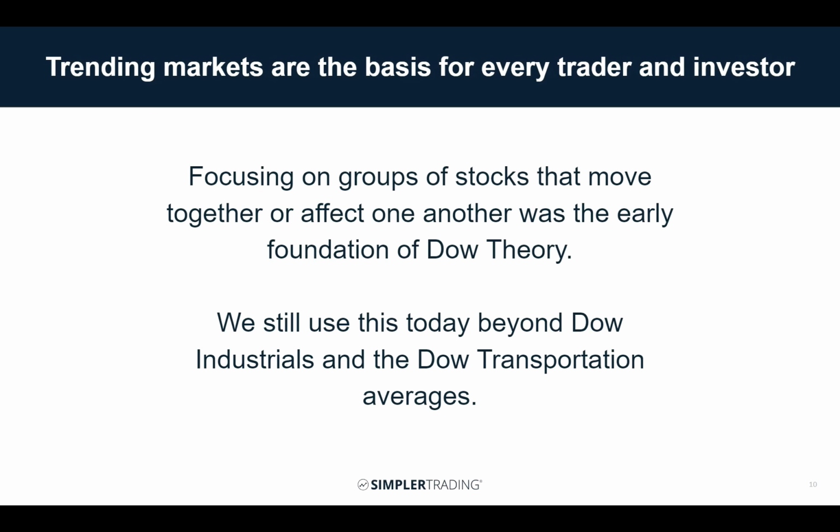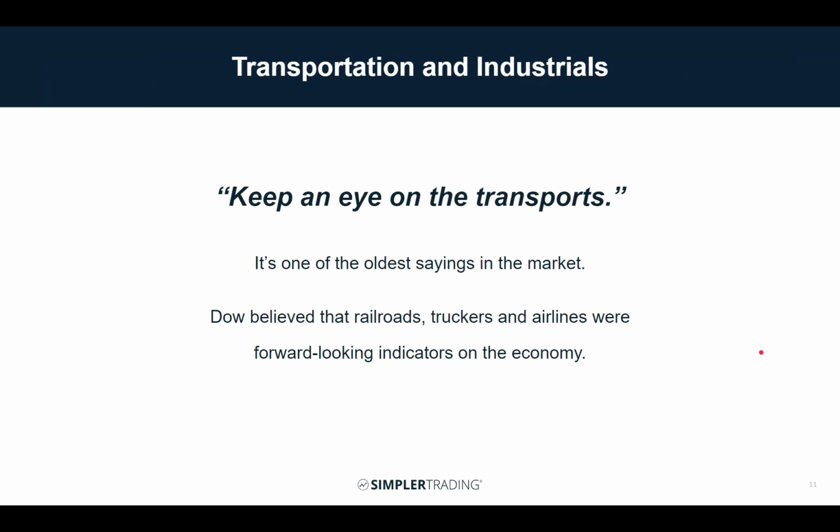So we use Dow Theory even today. And one of the things that I think a lot of folks may have heard about, and if you haven't, this is a big one, is that the Dow Transportation Average and the Dow Industrial Average are something that we all as traders should be keeping an eye on. The old saying goes, keep an eye on the transports. Charles Dow believed that railroads, trucking, airlines, those were predictive or forward looking indicators of an economy. And I think it still holds true today.